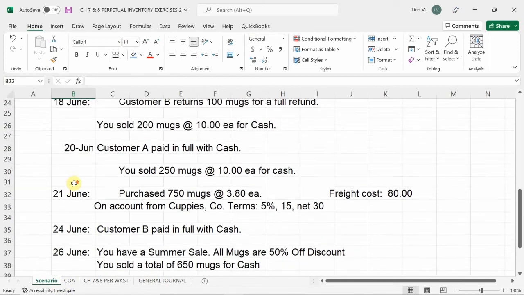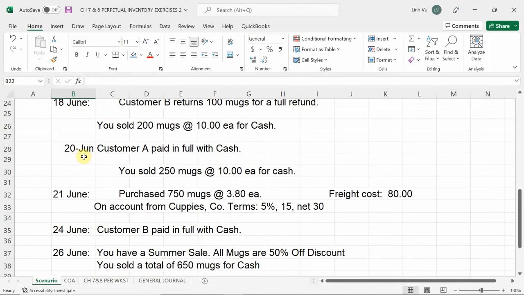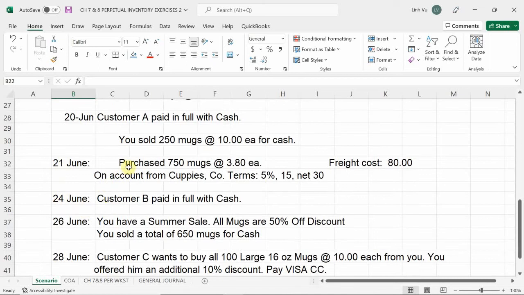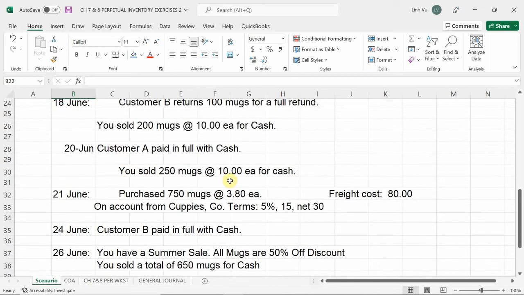For June 20th? June 26th. We're on the 20th right now. We just finished the customer paying me for their items, right? So we're still on June 20th. We're not on the 26th. So it's full price right now at $10.